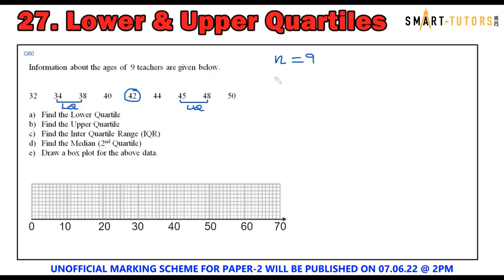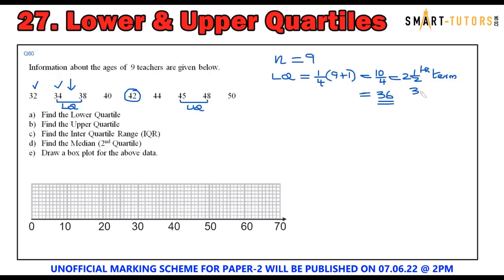So you can go for the lower quartile, LQ. The lower quartile, you need to do a quarter of n plus 1. So that is 10 over 4, which is the 2.5 term. So 2.5 term means in between 34 and 38, you can add them up, divide by 2, and I get an answer. 36 is the correct answer.